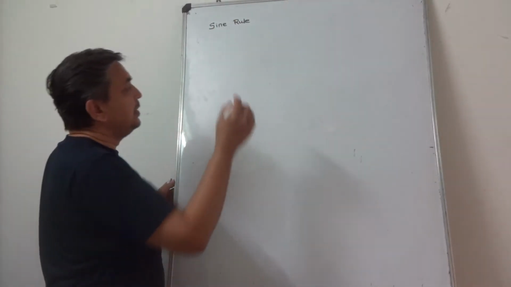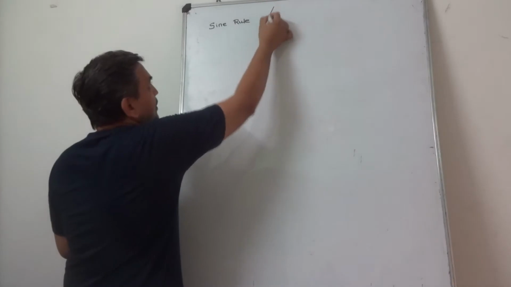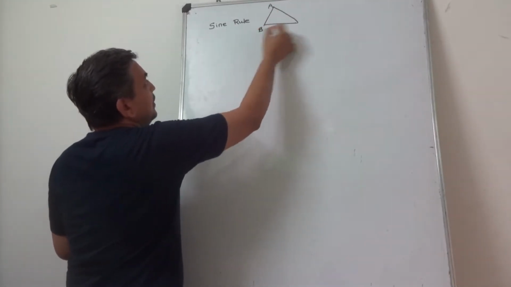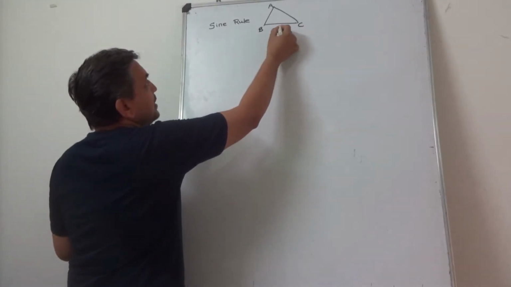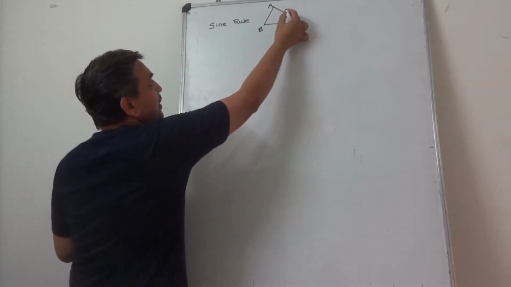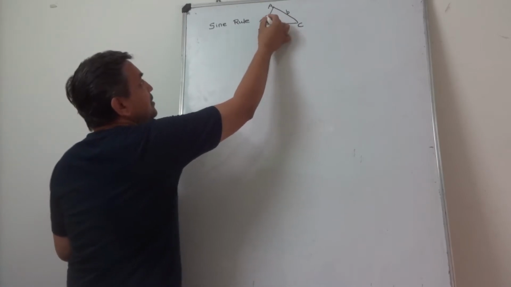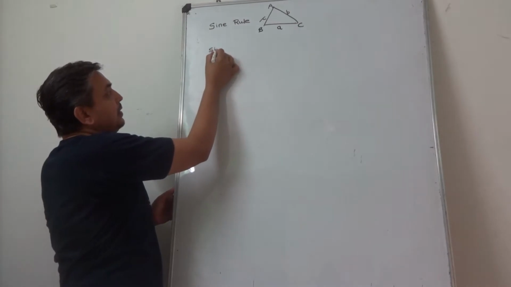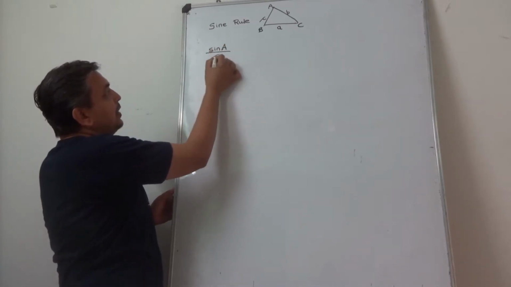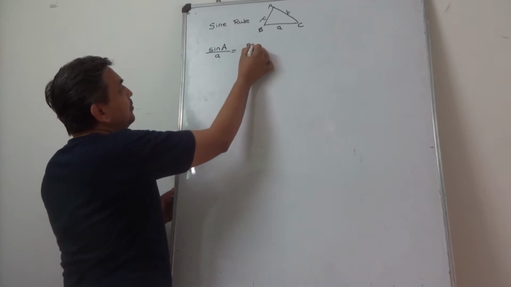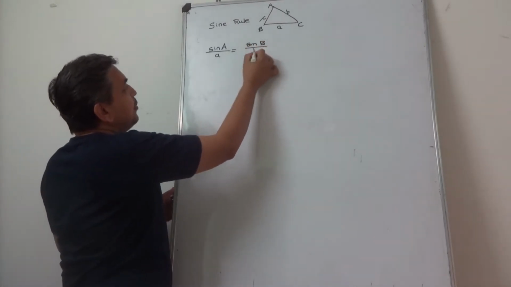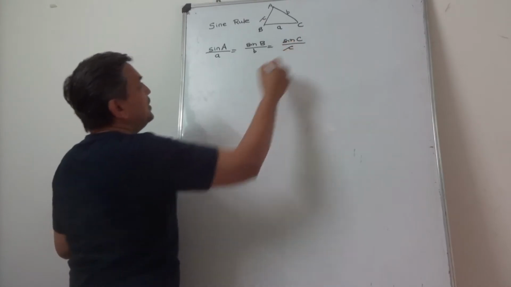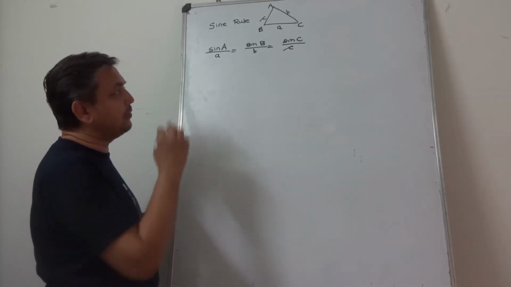Sine rule. What the rule says is, if in triangle ABC we denote these sides by small a, the side opposite to angle A, small b and small c, and the angles are A, B, C, then sin A upon a is equal to sin B upon b is equal to sin C upon c. This is the sine rule. This is what we have to prove.